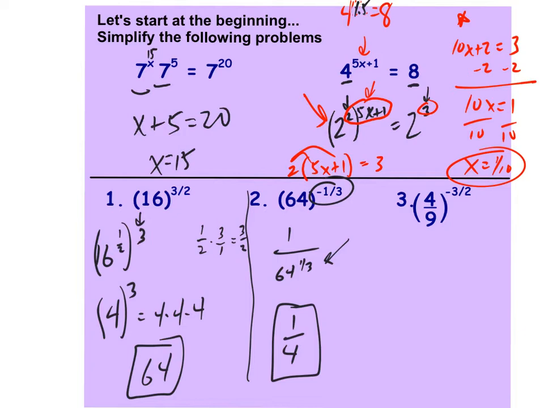Again, you could type in 64 to the negative 1/3 on a calculator and verify that that equals 1/4. But again, trying to do this calculatorless as we can. But for checking answers, once you've shown the steps to get to it, then it's not quite as concerning. But 4 times 4 times 4 is 64. So 64 to the 1/3, which is the cube root of 64, is 4.